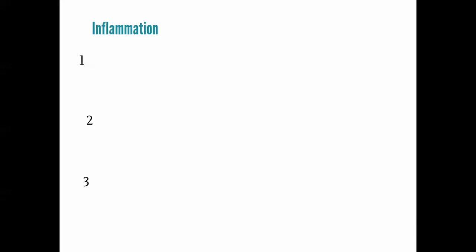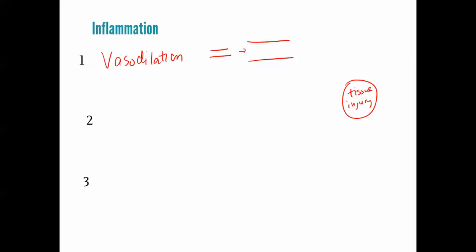There are key inflammatory processes which happen near the site of tissue injury. The first is vasodilation, or increase in the size of the blood vessels. This leads to an increased blood flow to the area of tissue injury.